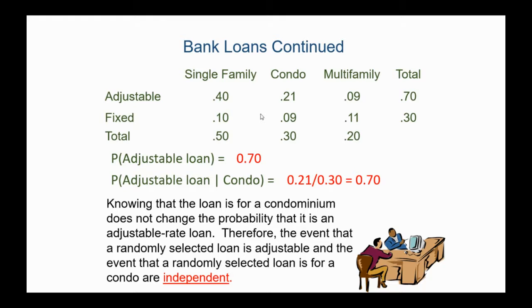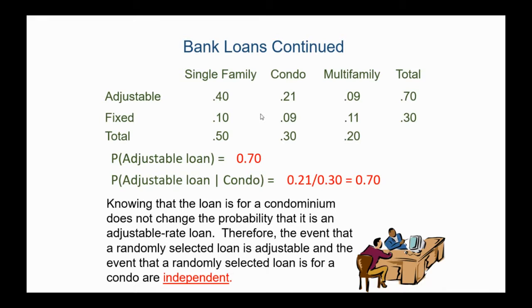Notice the specific wording of this statement though. We're only talking about adjustable and for condos. We're not saying the type of house is independent of the type of loan. We're just saying that getting a condo is independent from the probability of the type of rate.